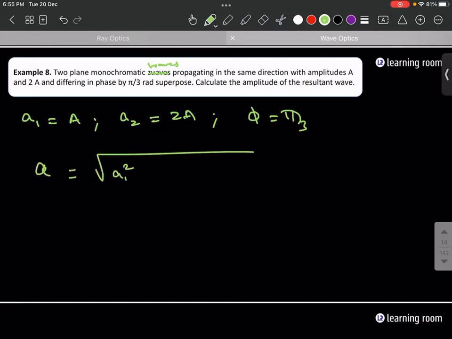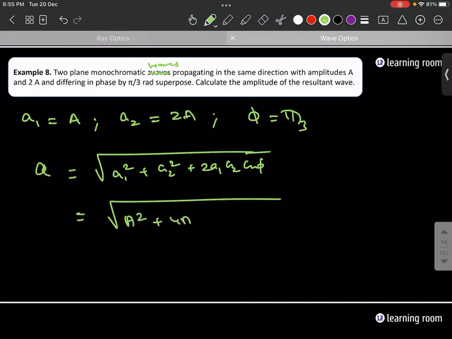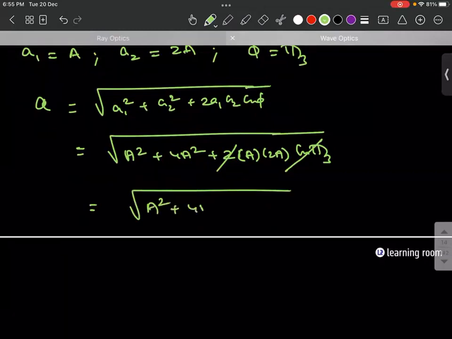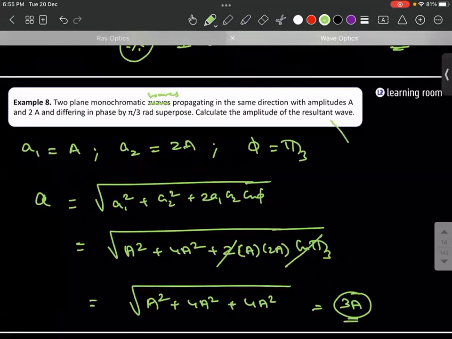A will be equal to root of A1 square plus A2 square plus 2A1 A2 cos phi. So root of A square plus 4A square plus 2 times A into 2A into cos pi by 3. See, cos pi by 3 and 2 will get cancelled. It will be root of A square plus 4A square plus 4A square, which is root of 9A square, which will give you 3A. So this is going to be the amplitude of the resultant wave. So I hope it is clear.